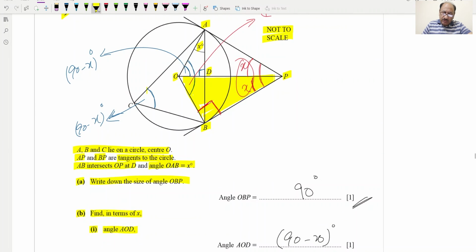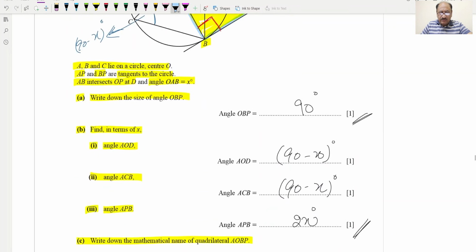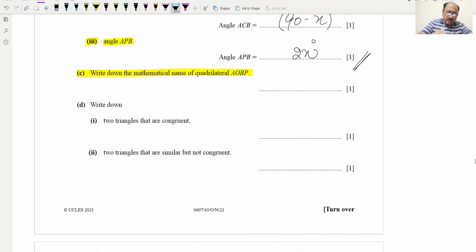Now C part says write down the mathematical name of quadrilateral AOBP. AOBP is which one? A, O, B and P is this shape which I have drawn for you, and you can see this is a kite, so we can write here the name of the shape is kite. This is the mathematical name.